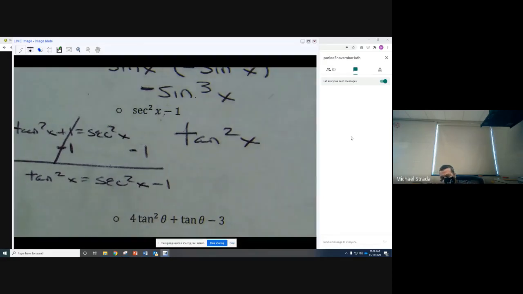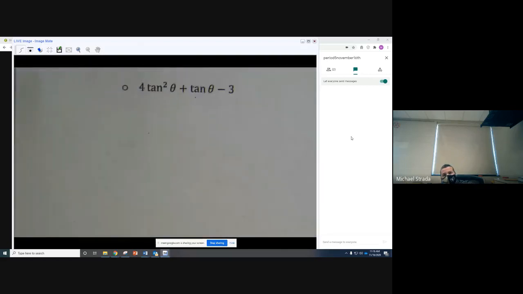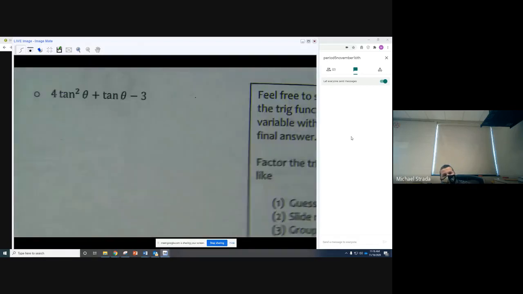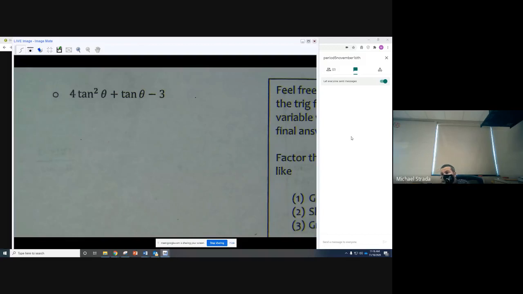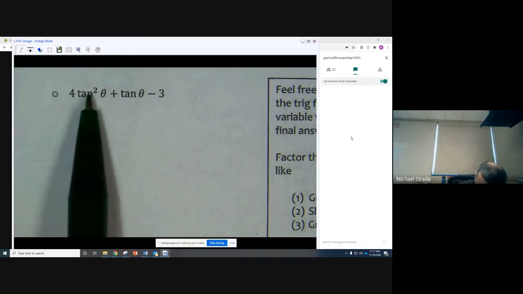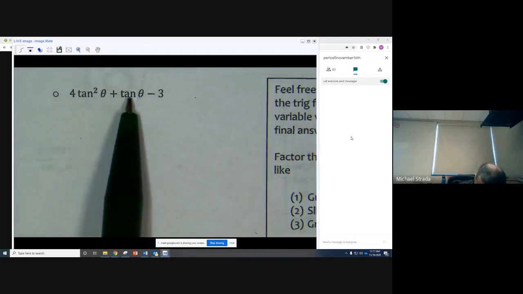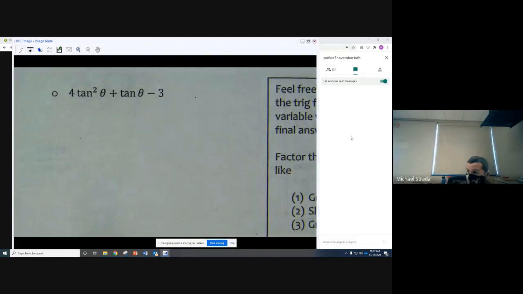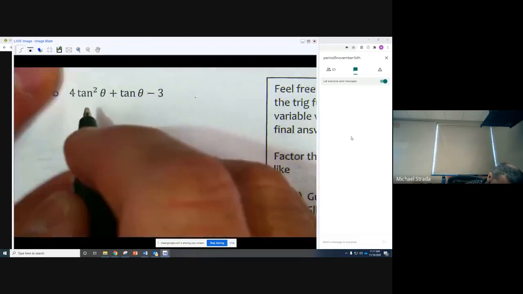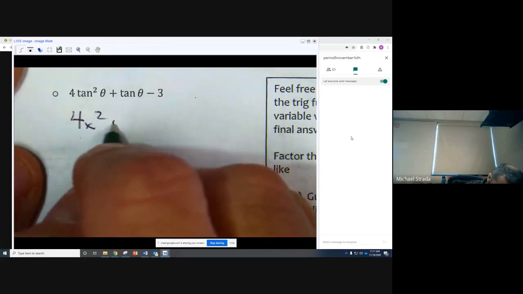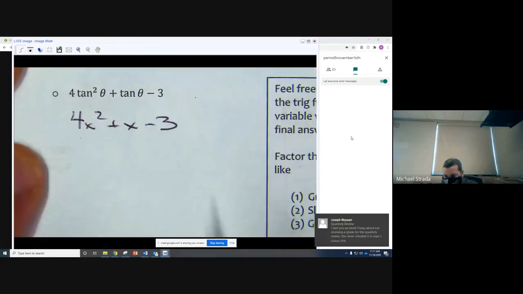All right? Now, believe it or not, factoring is going to be one of the more straightforward things you do in this unit. Because when it's a factoring problem, you know what you have to do. The hardest thing people have had over the years is trying to figure out what to do. They don't know what their first step is. When you see an expression, something squared plus the same trig function and then a constant, that's a quadratic. If this looked like this, 4x squared plus x minus 3, all right?